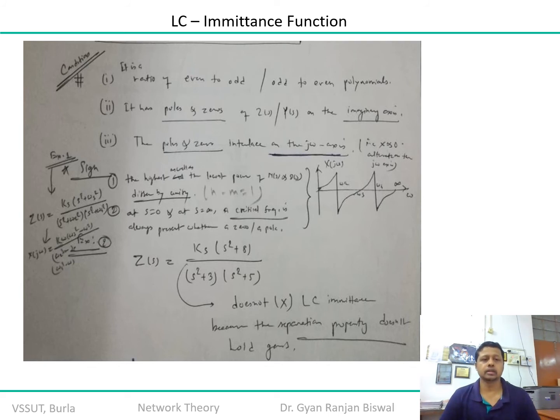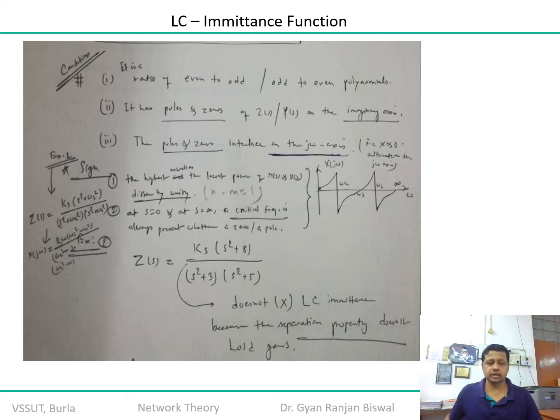For an example, a transfer function is given for our understanding. It is equal to k of s into s square plus 8 in the numerator, upon s square plus 3 into s square plus 5 in the denominator. Now you try to realize this transfer function, apply the Hurwitz polynomial test to find out whether it is stable or not. Then identify whether it has an imaginary pair of poles or not. Then simplify the network, and finally identify whether it's an LC impedance function or not. You have 10 minutes of time.